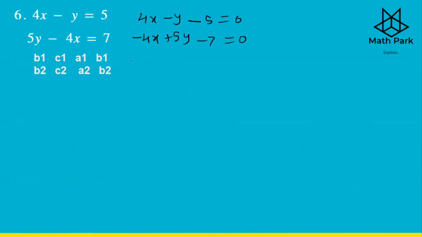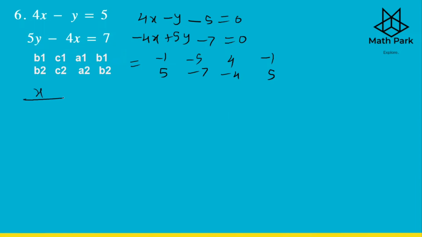Compare and write the coefficients here. So we have b1, b2 is minus 1, positive 5. C1, C2 is minus 5, minus 7. A1, A2 is 4 and minus 4. And again, B1, B2, which is minus 1, 5. Once we do this, let us cross multiply now.